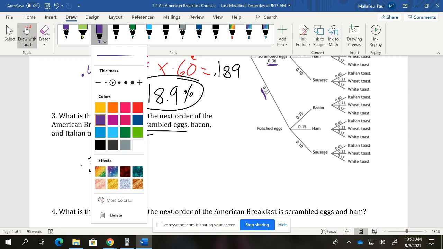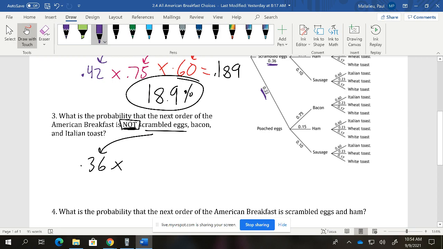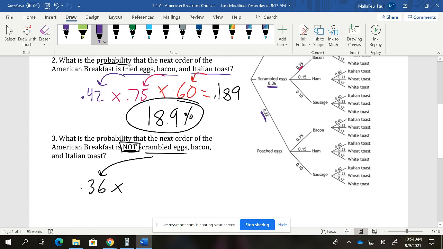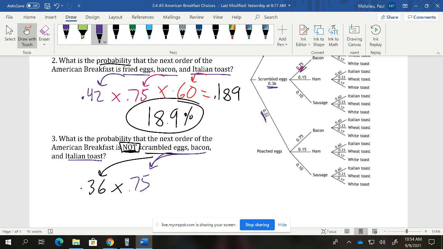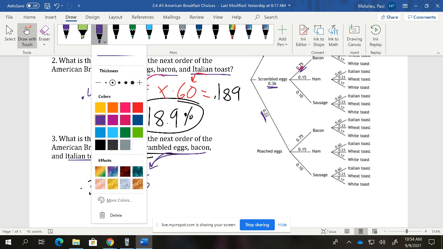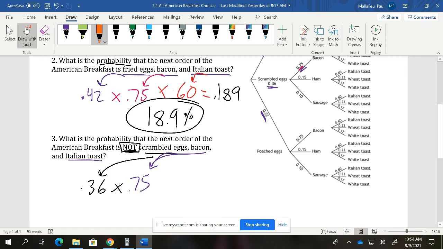All right. Then it says bacon. We already established a moment ago that bacon was 0.75. All right, and so that's our bacon. And then Italian toast we just said was 0.60. So we'll continue that same Italian toast, bacon. All right, so it's right up there, but it's 0.60. So we'll multiply all that out, and we're going to see that we get 0.162.